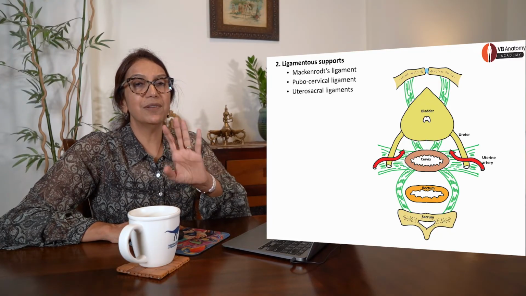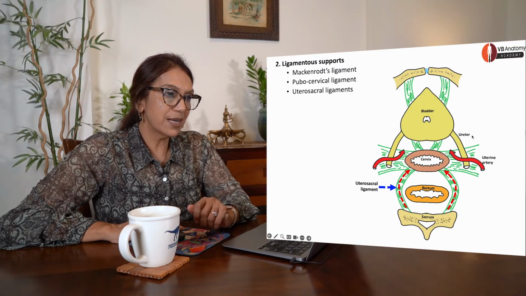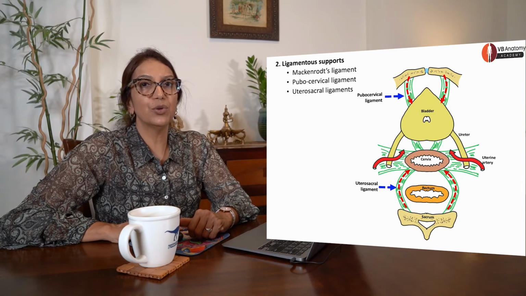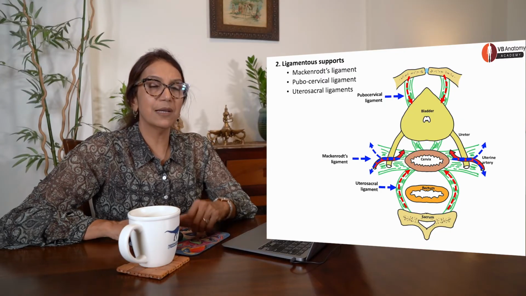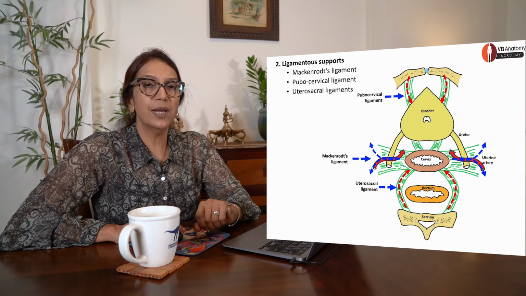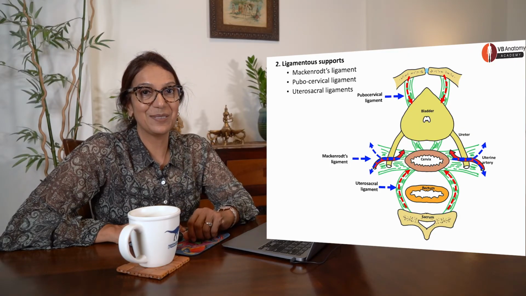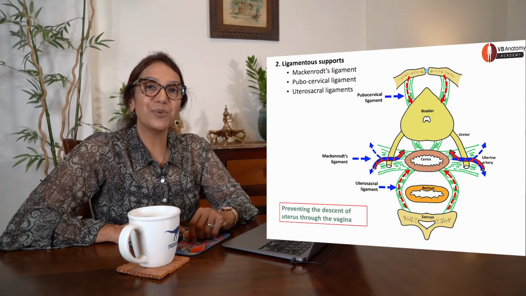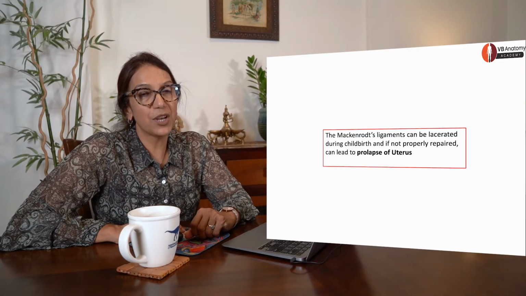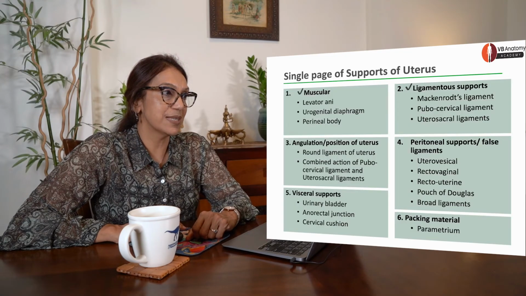Ligamentous supports consist of three ligaments radiating in three different directions. Mackenrod's ligaments, the uterosacral ligaments attaching to the sacrum, the pubocervical ligament attaching to the pubic bone, and the Mackenrod's ligament attaching the cervix to the walls of the pelvic wall. So very strong ligaments which almost hold the cervix in place. We can say cervix is fixed. Prevents descent of uterus through the vagina. The Mackenrod's ligament can be lacerated during childbirth, and this is a cause of prolapse of uterus. Important cause of prolapse of uterus.